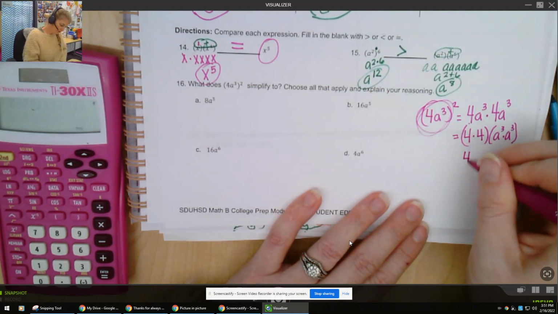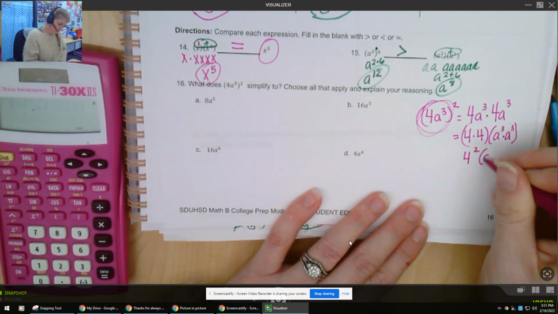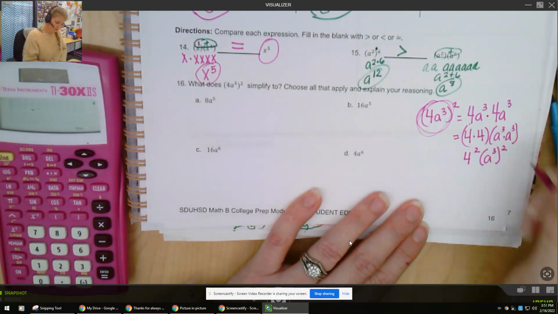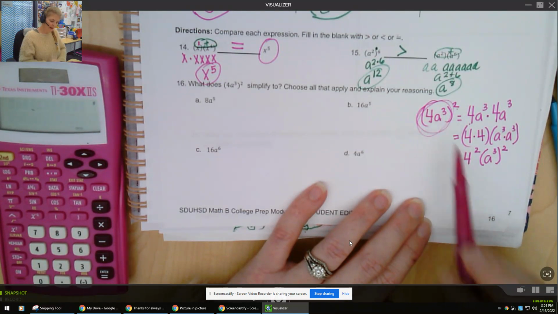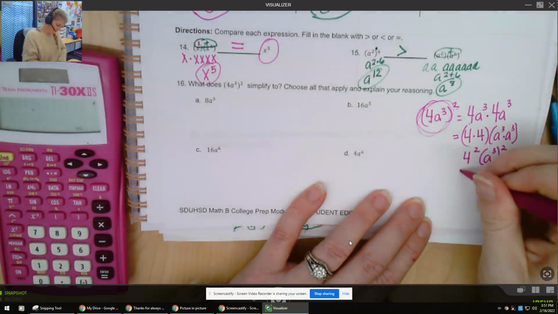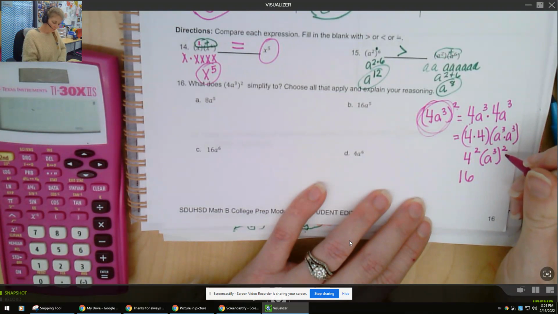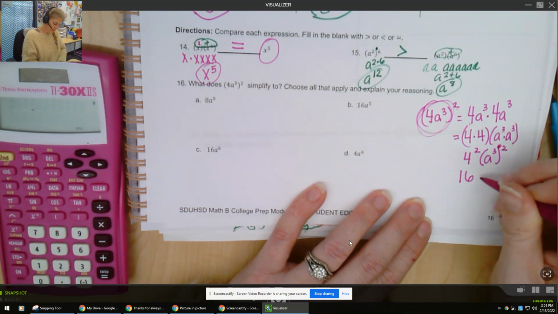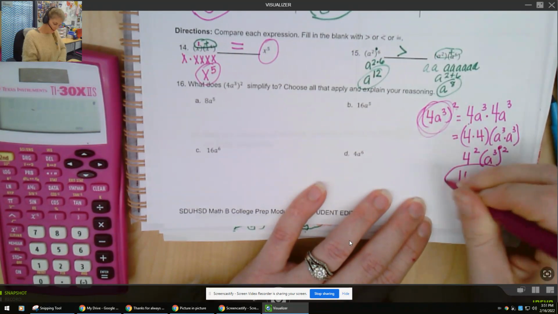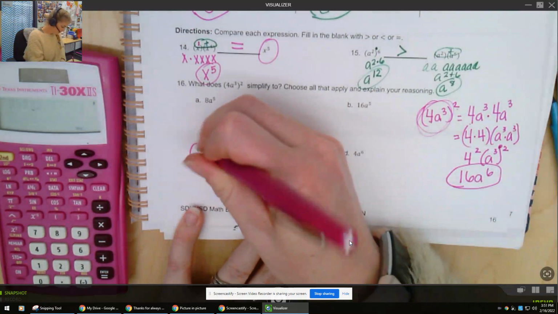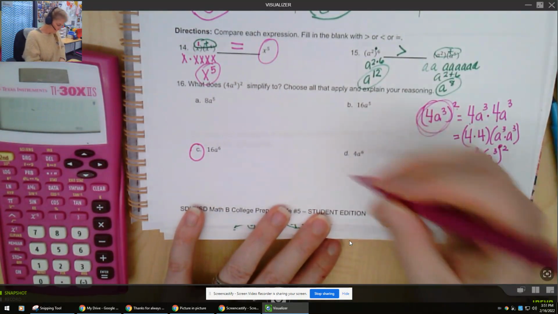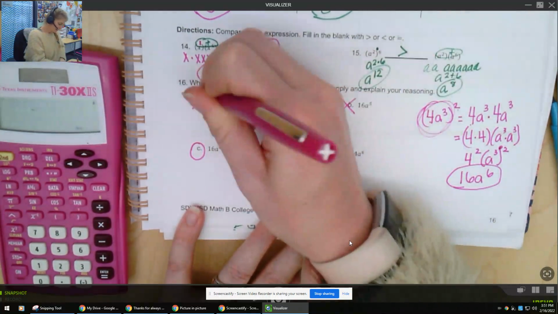Well, 4 times 4, that's just 4 squared. And a cubed times a cubed is just a cubed squared. Oh, so that exponent on the outside belongs to each factor on the inside. 4 squared is 16, and a cubed squared, 3 times 2, is 6. So a to the 6, 16, a to the 6. So let's see which ones we have that are the same. Well, c is the same, and that's it. None of these other ones are the same.